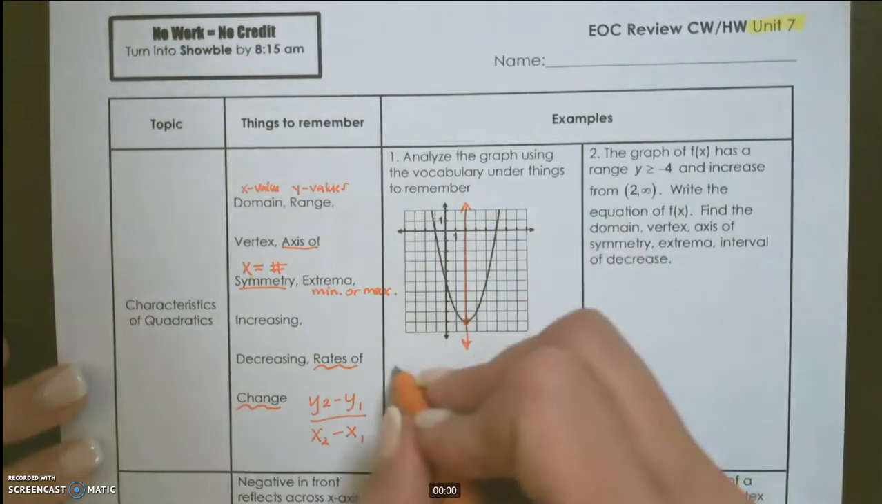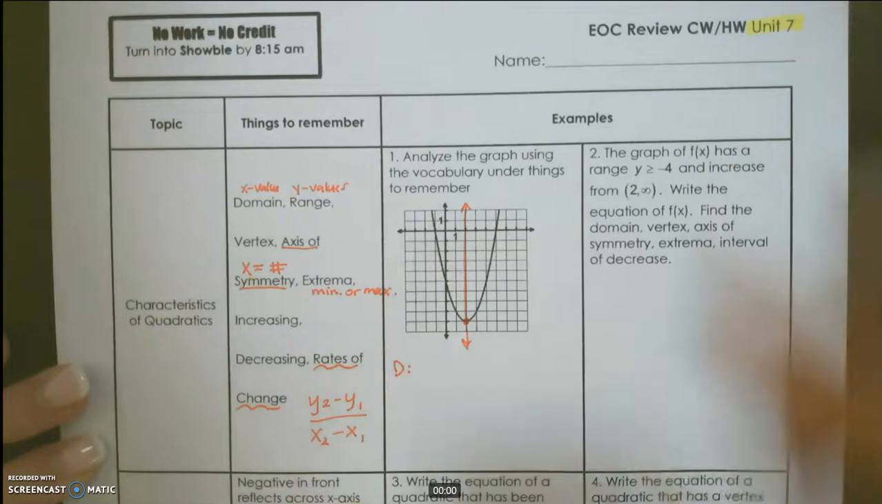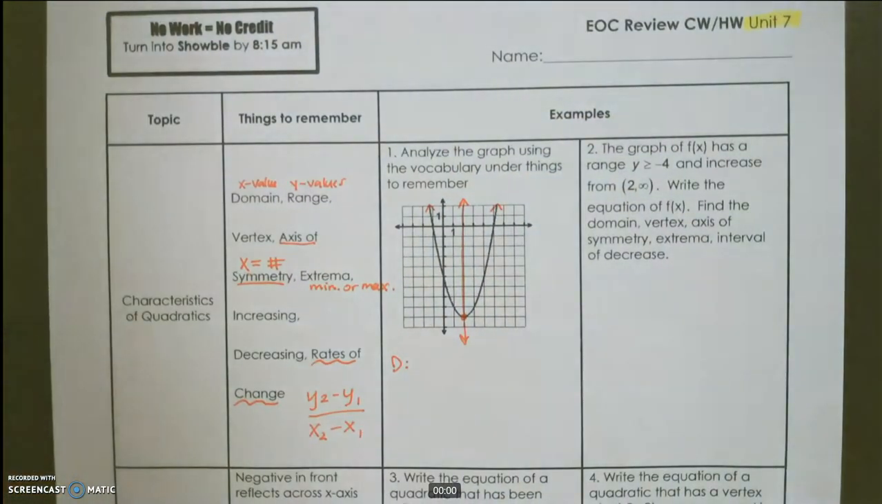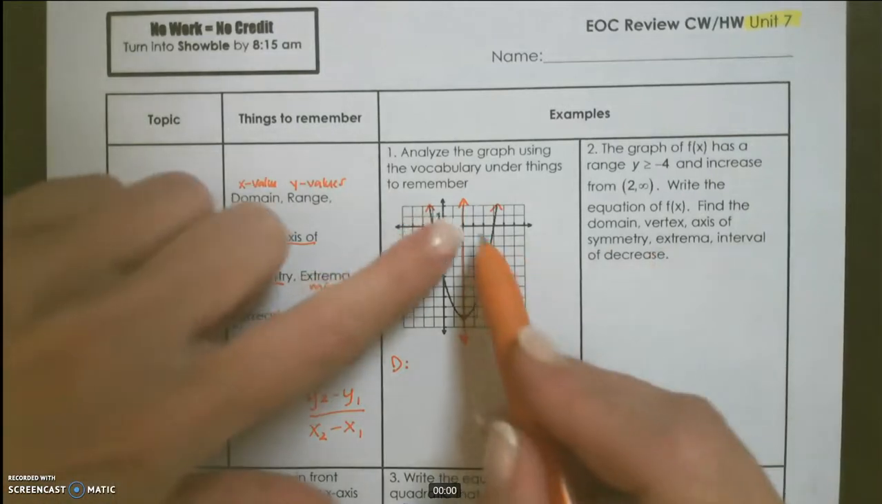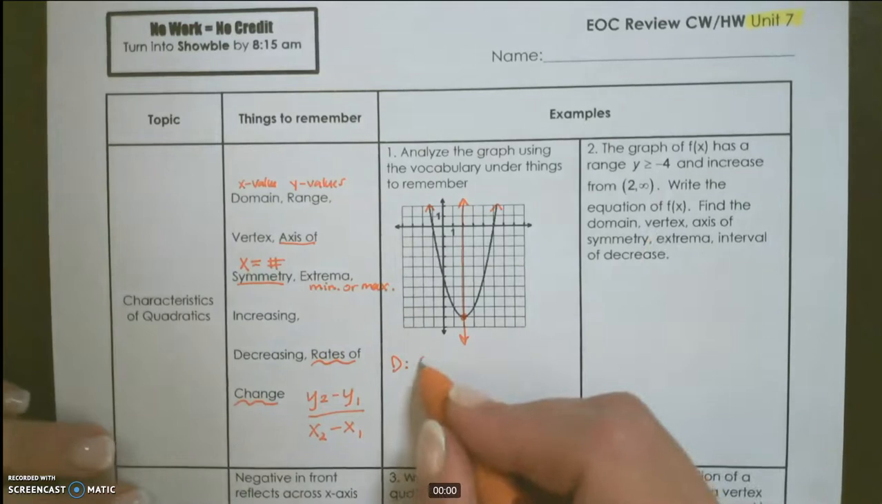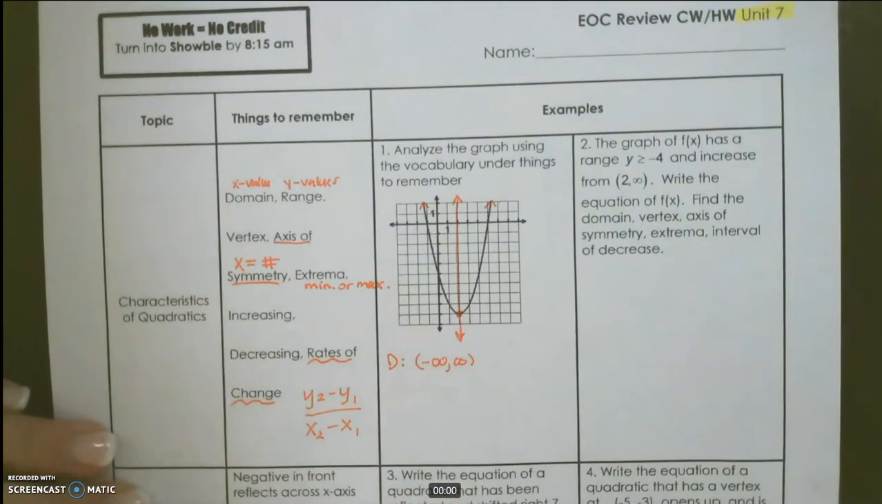So let's talk about the domain. The domain is all of the x values. Go ahead and draw arrows on the end of this because this graph is going to continue on. Notice it's going to get wider and wider as it gets higher. So we're going to end up using every x value from negative infinity all the way to positive infinity.